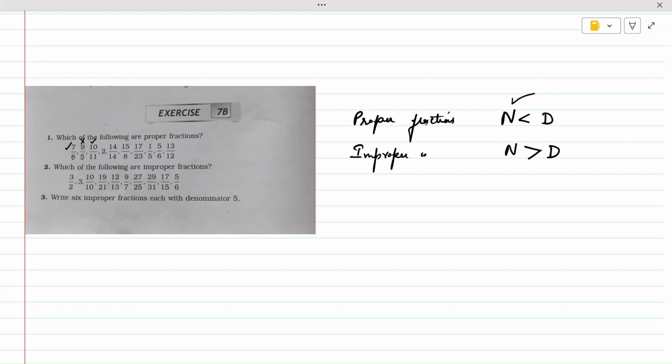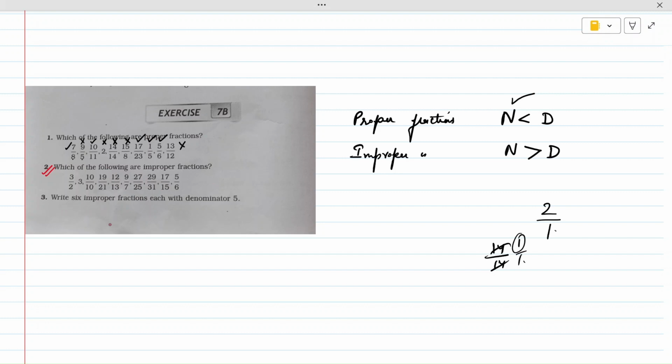Then we have 2. So what is 2? 2 is nothing but 2 by 1. That means denominator is smaller. So this is also an improper fraction. 14 by 14. 14 by 14 means divided, we'll get 1. 1 by 1. This is also under improper fractions. 15 by 8. 15 is greater. Improper. 17 by 23 is proper. 1 by 5 is proper. 5 by 6 is proper. And here numerator is again greater. So this is improper. Similarly, you have to do this as homework. Okay, so this I am leaving as homework for you.